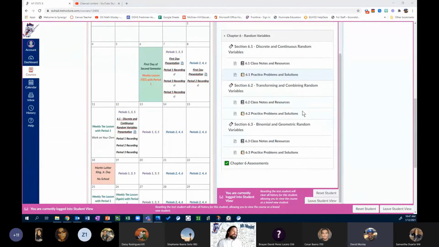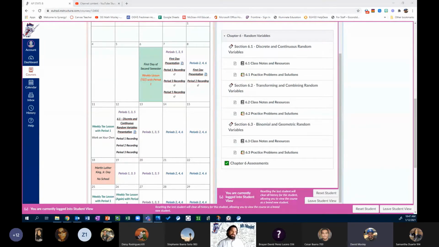All right, moving on. So chapter 6, here's what this is going to look like. So section 6.1, we're going to go through that lesson today. It's going to feel a little fast, but don't stress. We're going to go through the notes today. It's going to be mostly just a lecture and notes today. See some examples. And tomorrow we'll do work. All right, we're going to do some work on our own.